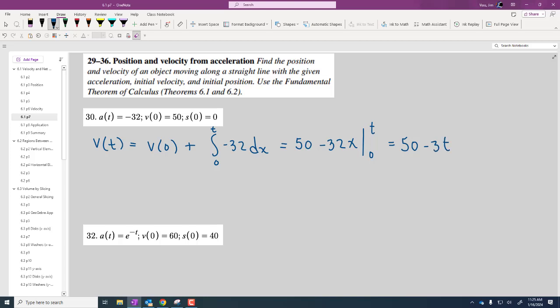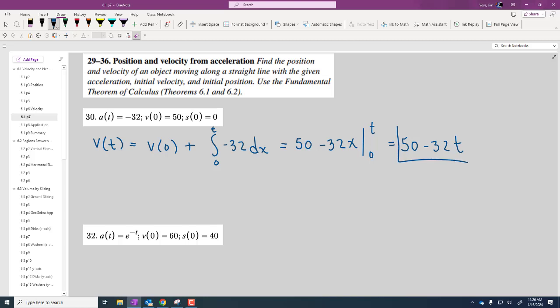So now we have our velocity function. So that is our velocity function. So that would be meters per second if they gave us units. Okay. So now we have velocity as a function of t.